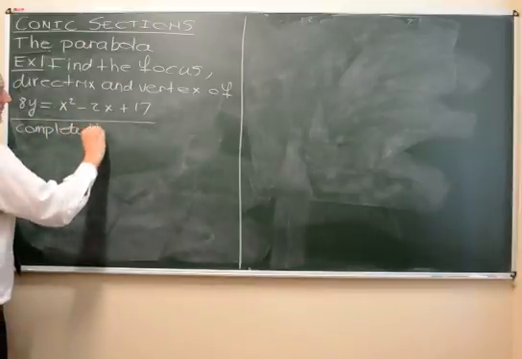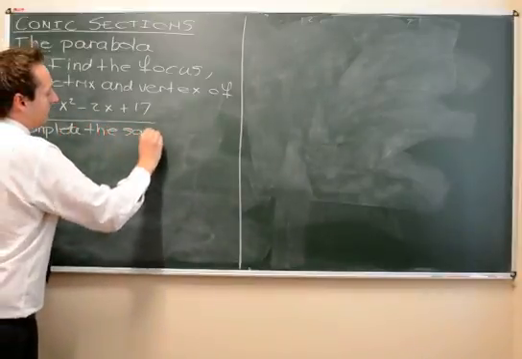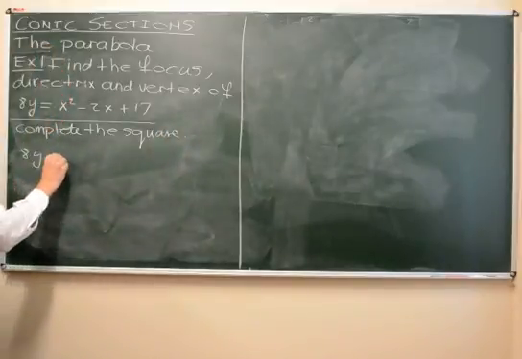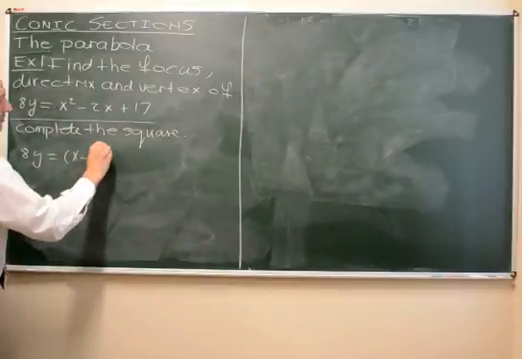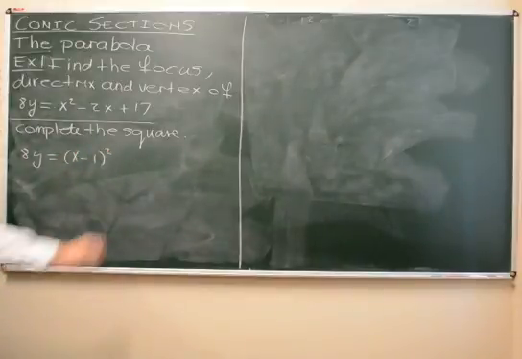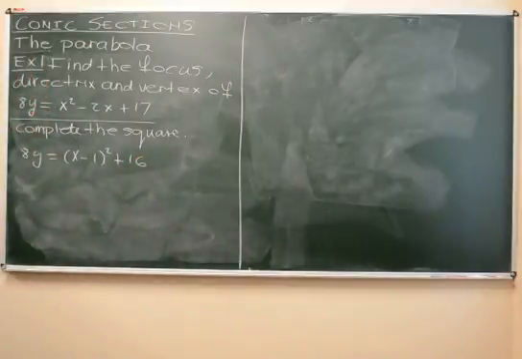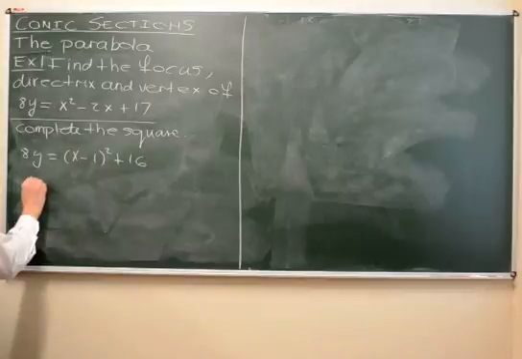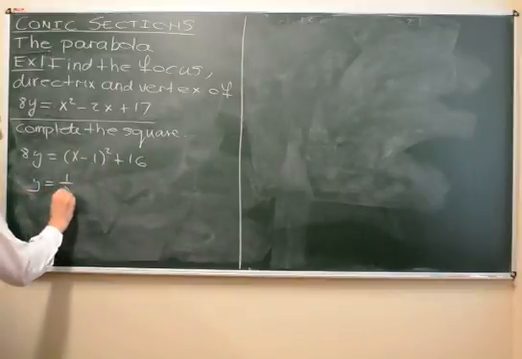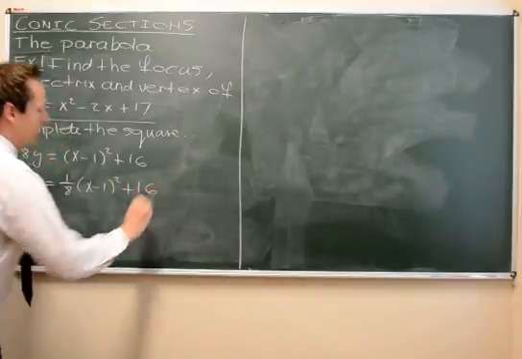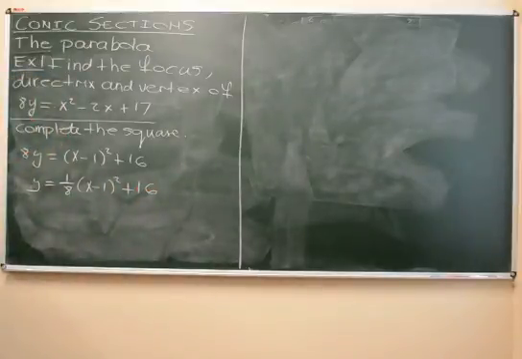So we complete the square. We have 8y is (x minus 1) squared plus 16. I'm going to write this as y is equal to 1 over 8 (x minus 1) squared plus 2. This is just to make my calculations a little easier.